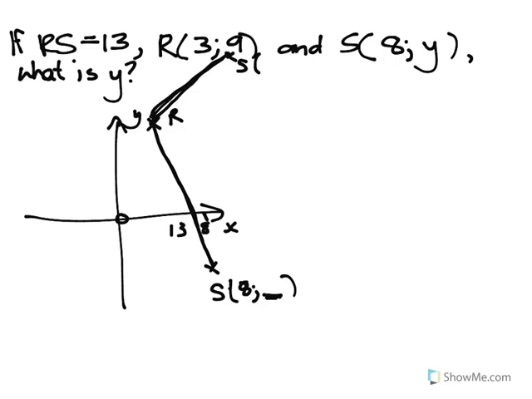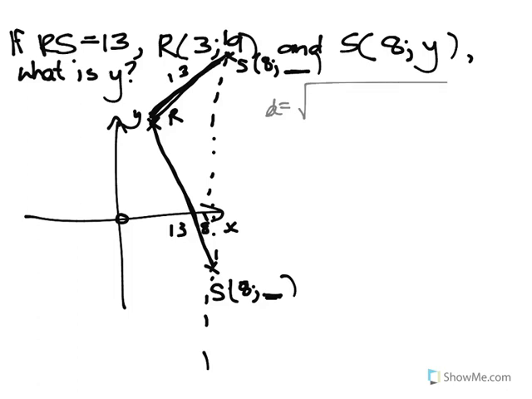So the idea is, since all we know about S is its x coordinate, we don't know how far up or down it is. All we know is that the distance between R and S is 13. So we're going to plug this into our distance formula. The distance between R and S is the square root of (xS minus xR) squared plus (yS minus yR) squared, and we know that the distance is 13.